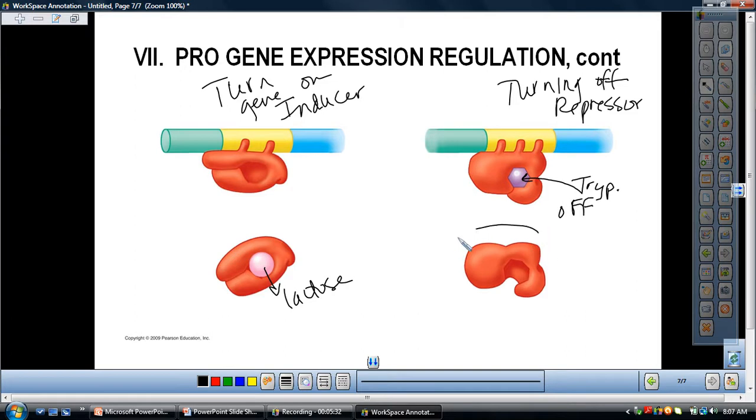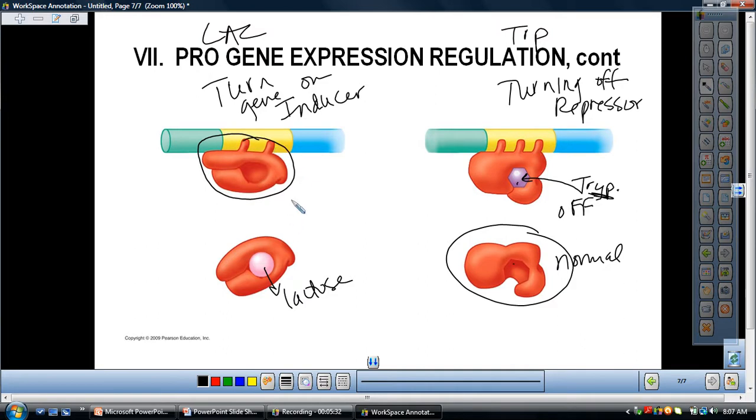Okay, so this is what is normal for the trp operon. So this one's trp, this one's lac. This is what the normal repressor looks like, but when tryptophan is in high concentration, it binds. Now this repressor fits and turns the gene off. Okay, on this one, the lac, this is the one where it turns the gene on.